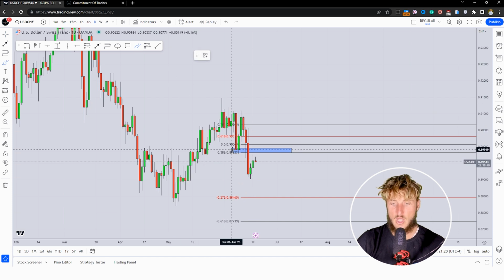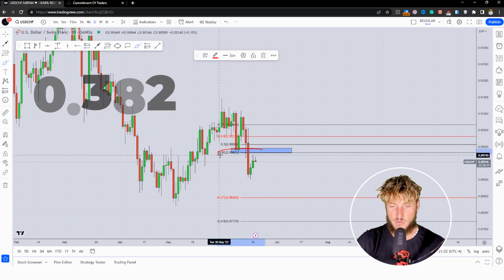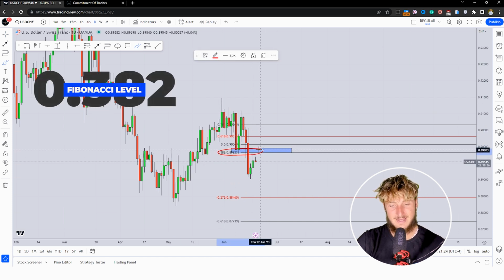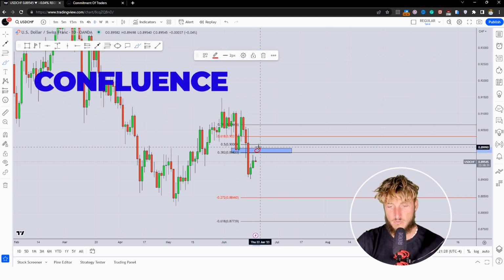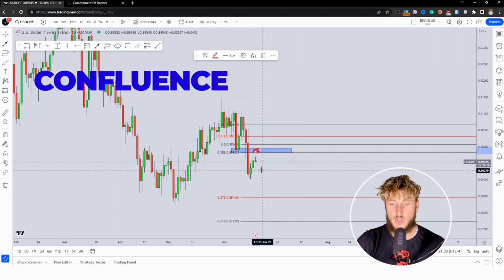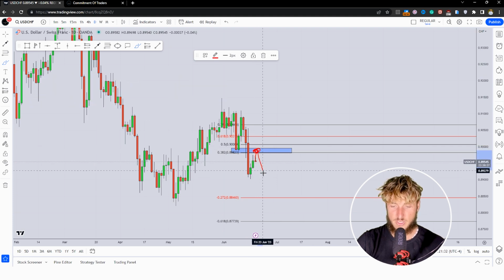And if we do that, we can see how we have a perfect 0.32 retracement lining up with previous support and resistance, creating confluence of resistance at this zone, which we could expect this market to potentially test and then to reject to the downside.